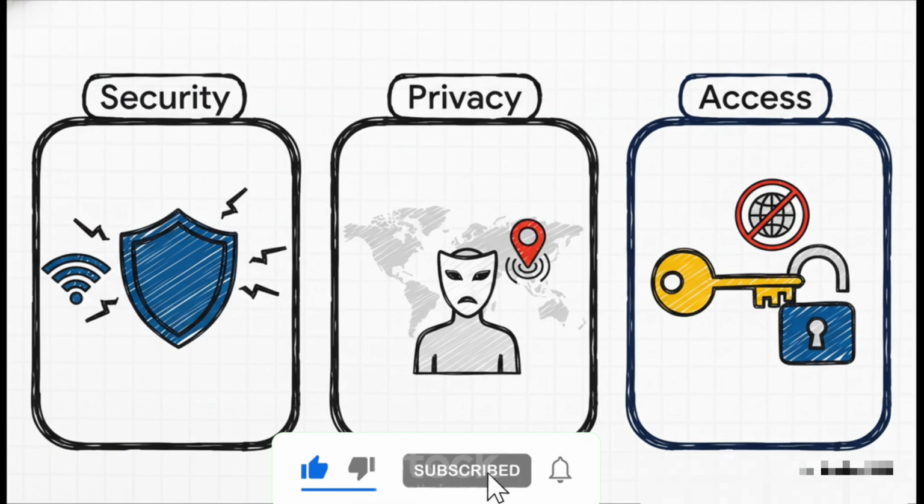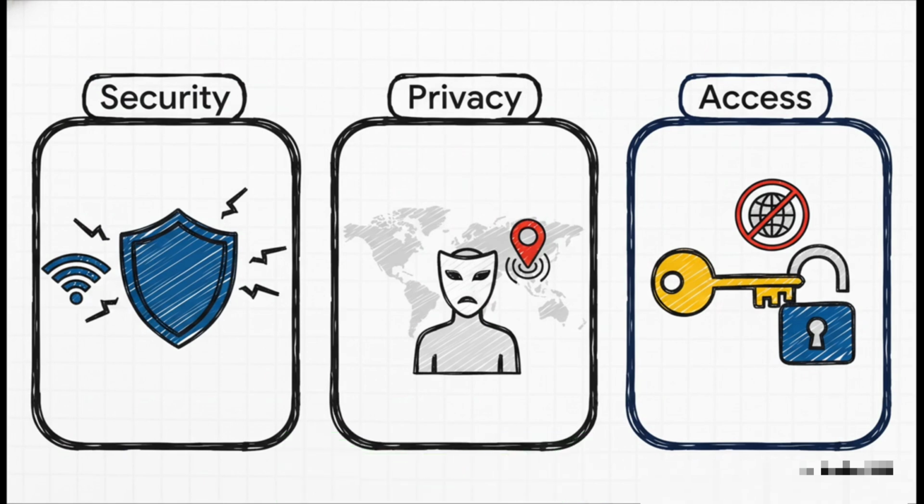So, what's the big deal with a VPN anyway? Well, it's pretty simple. It does three main things. First, security. It wraps your data in a layer of encryption so no one can snoop on you. Then there's privacy, which basically hides your real location and makes you anonymous online. And my personal favorite? Access. It lets you jump over those digital fences to use geo-restricted content.